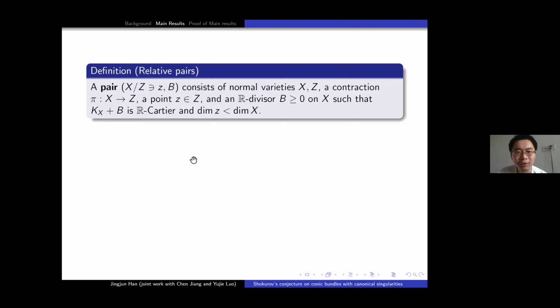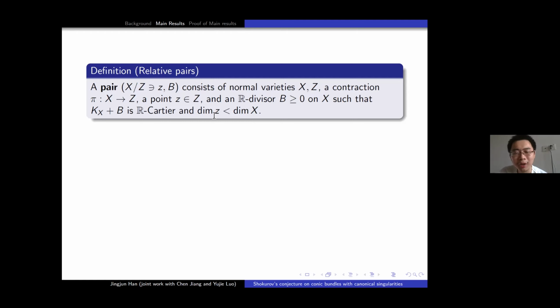It is similar to the pairs in birational geometry, but it also has some differences. A relative pair consists of normal varieties X and Z, a contraction from X to Z, and also a point z on my variety Z. And B is an effective R-divisor such that K_X plus B is R-Cartier. Moreover, we require that for this point z, the dimension of z is less than the dimension of X. The reason is that we would like to consider all the prime divisors E over this small point z.